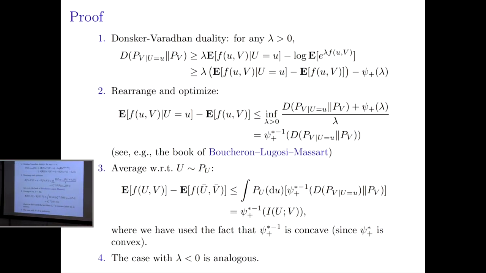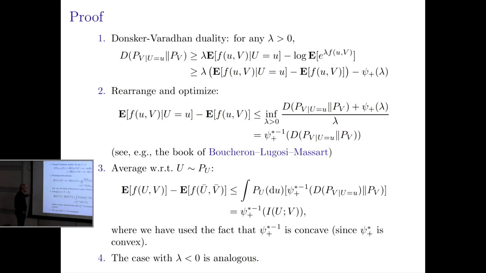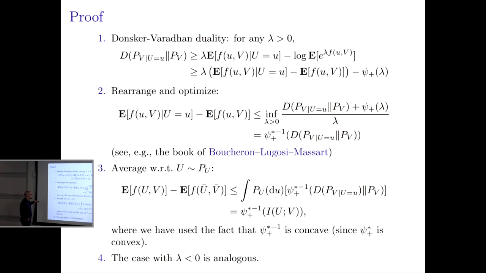And when you average with respect to U, the first term is going to be the expected value of F of U and V. And the second term, well, here there's no conditioning. So when we average with respect to U, it's going to have a product of the distributions of U and V. So these are U and V bar. And then we know that each of these terms is upper bounded by this quantity.